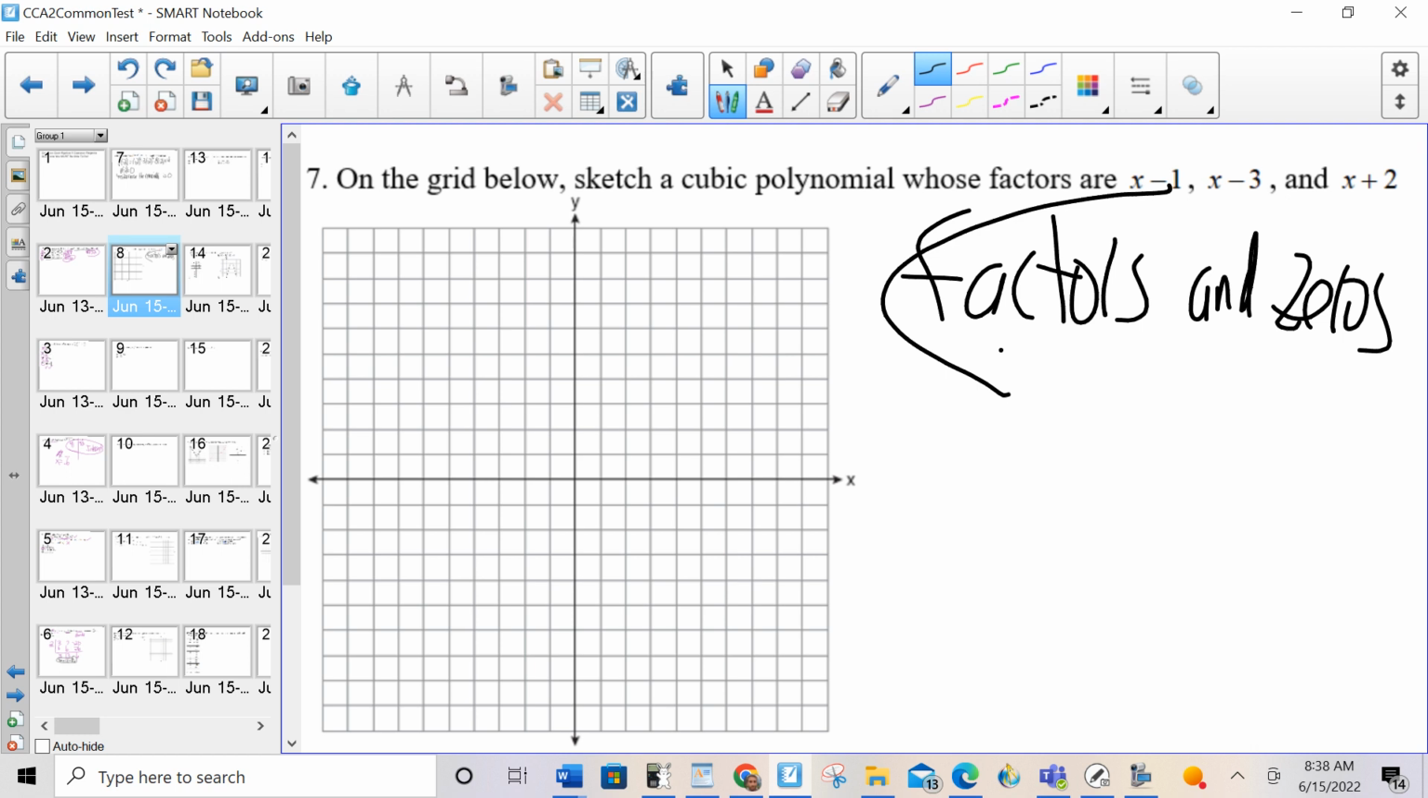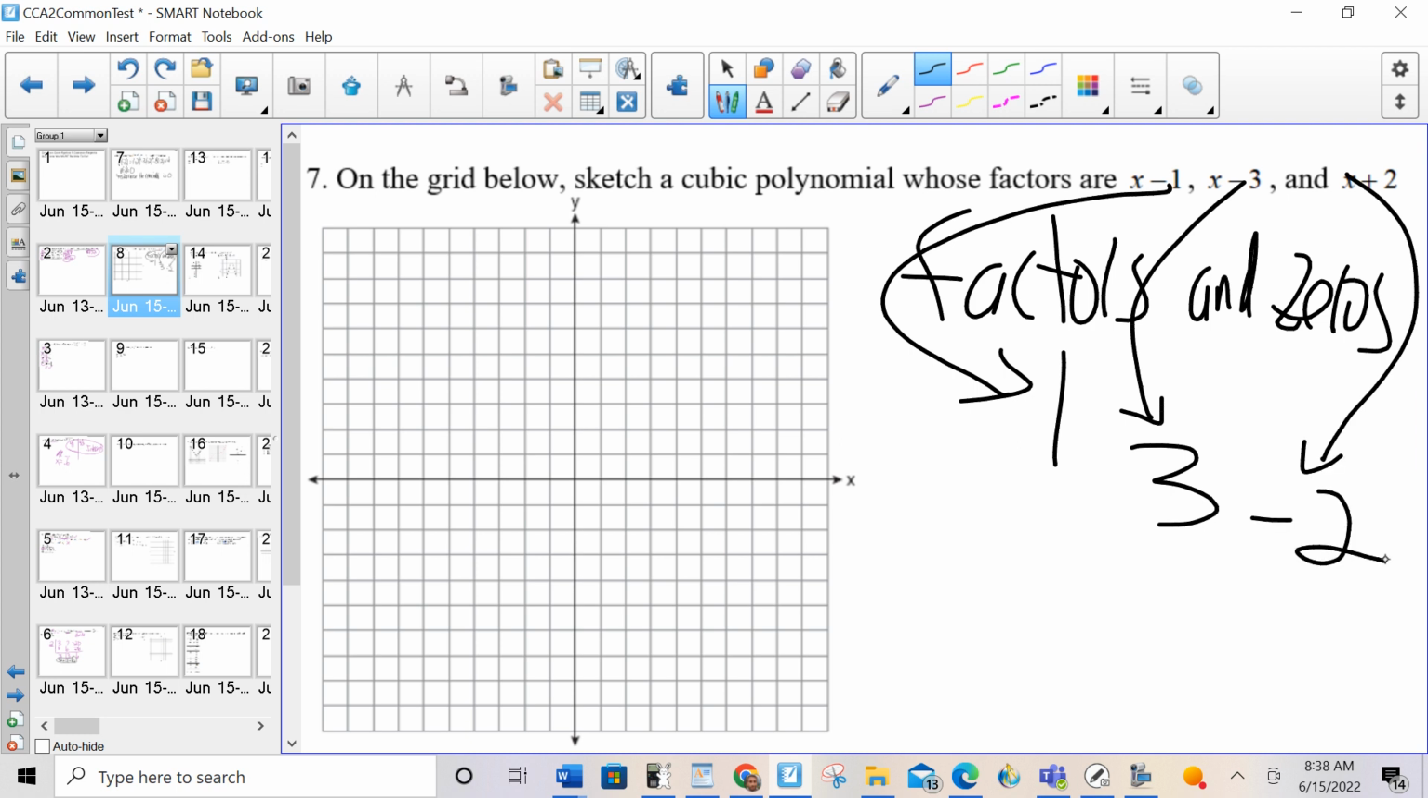So if x minus 1 is a factor, then 1 is a 0. If x minus 3 is a factor, then 3 is a 0. If x plus 2 is a factor, then negative 2 is a 0. And the zeros are where the graph crosses the x-axis. So this has zeros of 1, 3, negative 2. Get in the habit of labeling them. If there is no grid, you would need to label them.